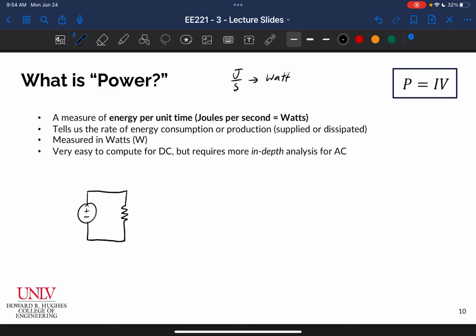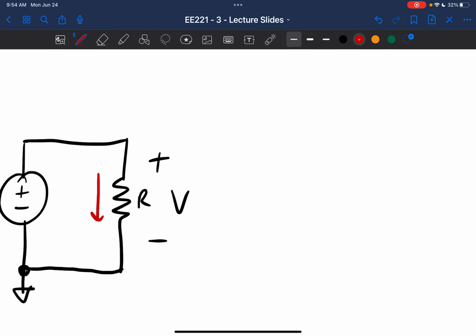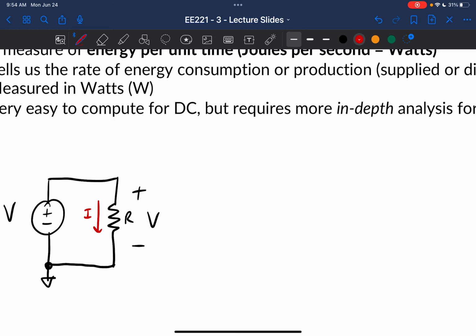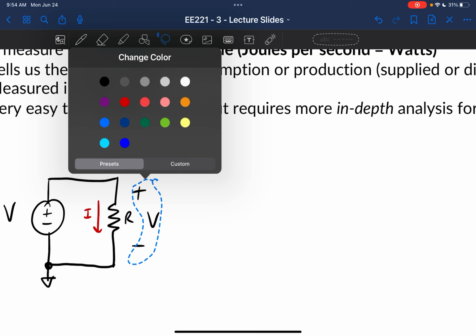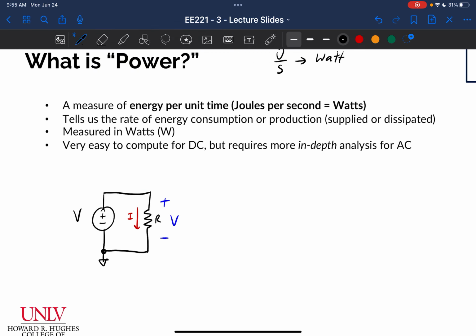If I have a voltage source here, V, and let's say this is ground, and there's going to be some voltage V across this resistor R, and that voltage V is going to produce a current that flows through the resistor. And so we have these quantities here, V, R, and I. Probably better if I draw V in blue. I like to keep them separate. Okay.